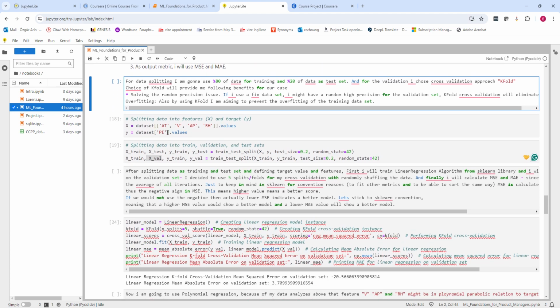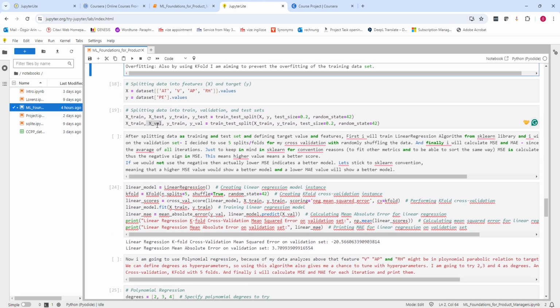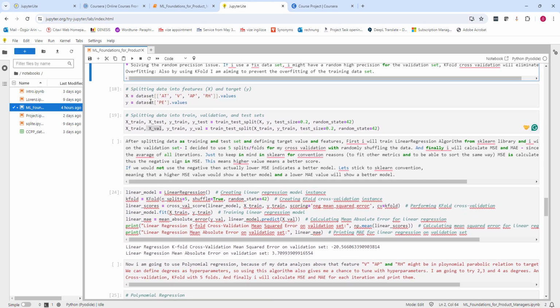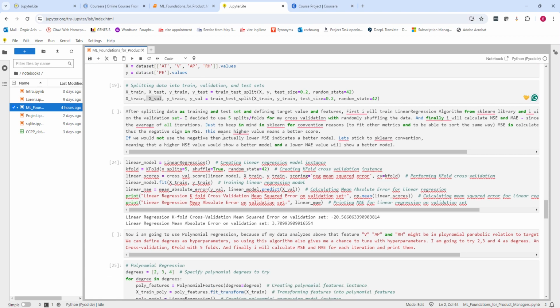So, or if there is an overfitting, to really spot that. So the next thing is I need to split my columns into X and Y. In this case, X is the features that I'm going to use, and the Y is my target value, which is the electrical output. Then split the data into the train, validation, and test sets. You see it here. And after splitting them, then I'm going to start to train the first model.